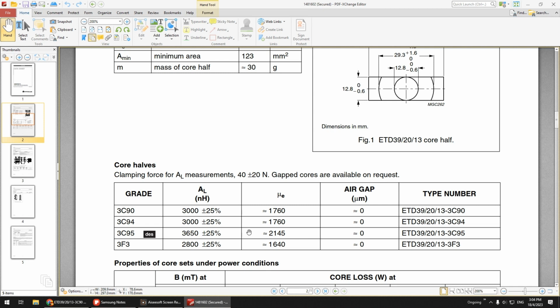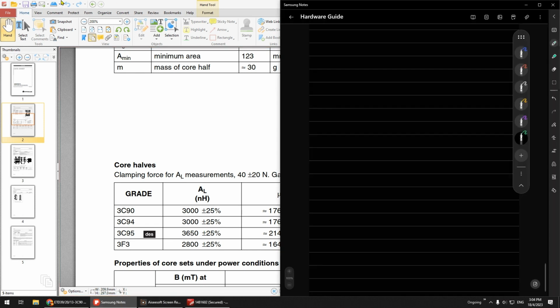So how to calculate it? You can see here is 3000 nanohenry or 3 microhenry. I prefer to use henry, so I convert this into micro. Let me go back here. Unfortunately my pen doesn't work. Okay, it worked. So the AL is 3 microhenry, for 3C90. The other one is expensive. I suggest you just buy the 3C90, much cheaper.